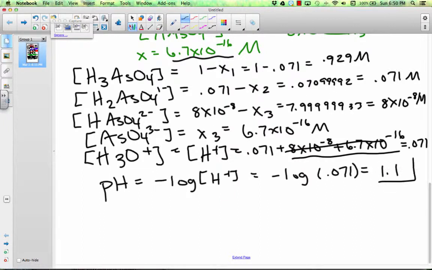So just because it's not a strong acid doesn't mean that its pH is going to be something close to 7. Strong acid or weak acid, that's not the point. Look at all of these sources for hydrogen ions in our solution. Of course, we get the most from the first dissociation because that hydrogen is the easiest to pull away.